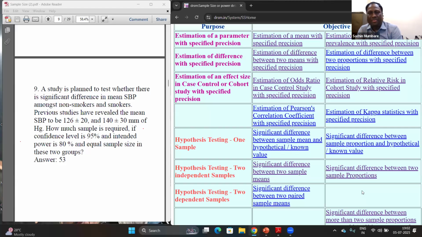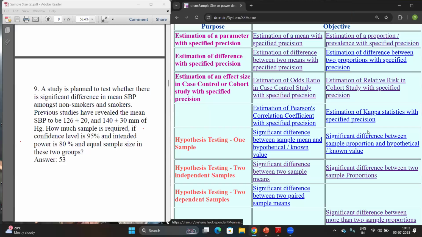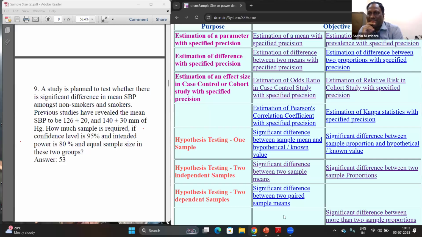So please calculate the sample size at your end and tell me how many of you have successfully calculated the sample size for this example. The answer is already given there. How many of you calculated? Done, sir. 53. Only Muhammad is talking. Where are the others? Done, sir.